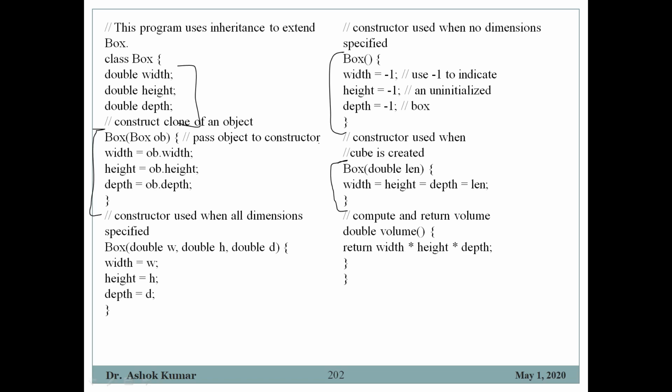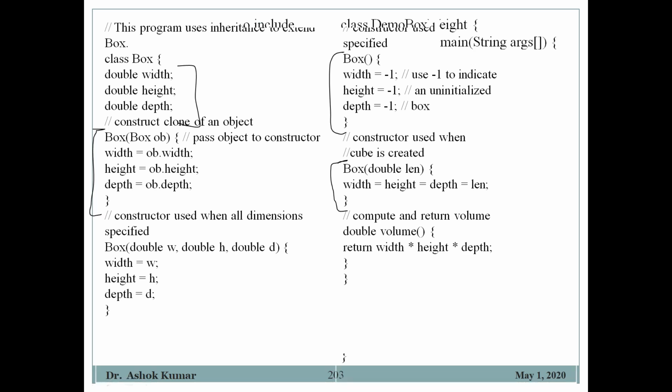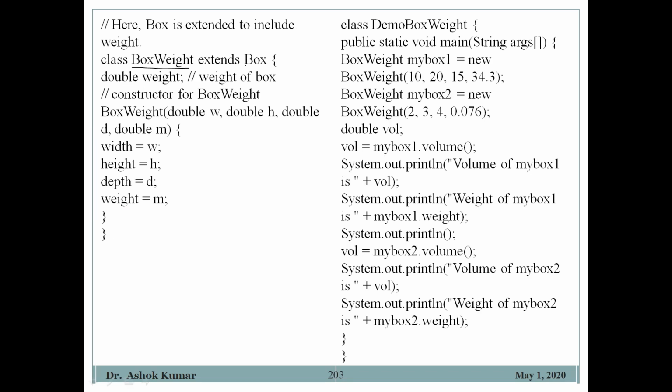So functionality I'm not going to explain because this is quite clear to you. Then this is our base class, and we are going to inherit it to create a new class. So we have created another class, BoxWeight, and this class is extending the Box class.